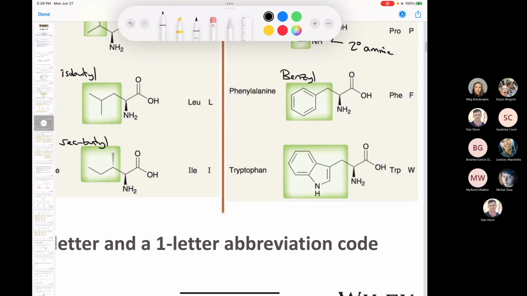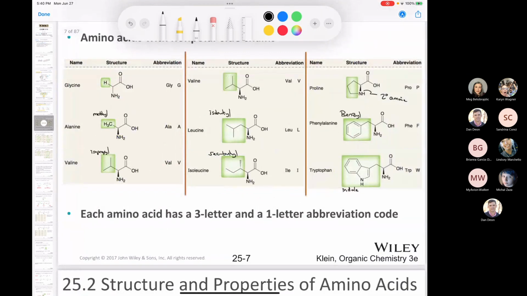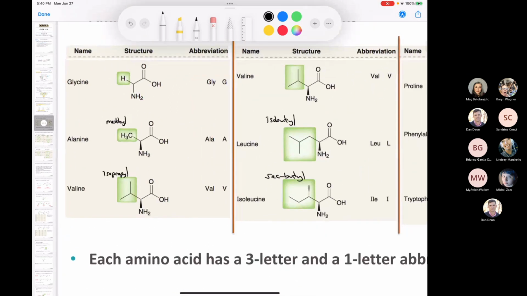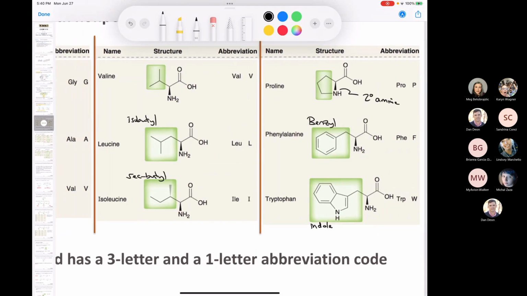In tryptophan, this portion here is called indole. And then you have a methylene, but I'll just write indole below this in case you want to look up indole for fun. And not only do we have the names of all these, but we have their 3-letter abbreviations and their 1-letter abbreviations. Again, you don't have to have those memorized, but what all these R groups have in common is they're just alkyl. They're not polar. There's no oxygens. There's no opportunity for hydrogen bonding.